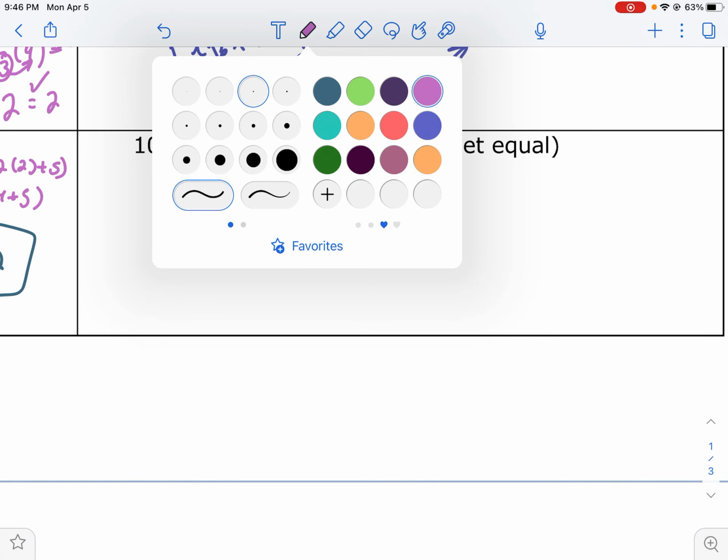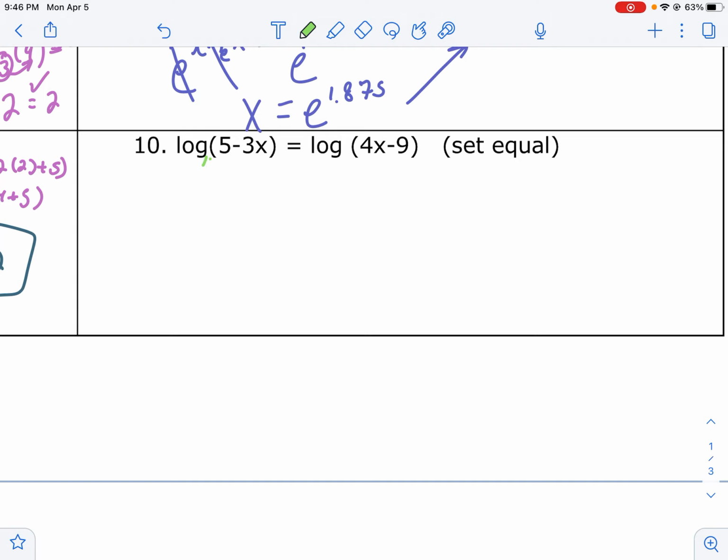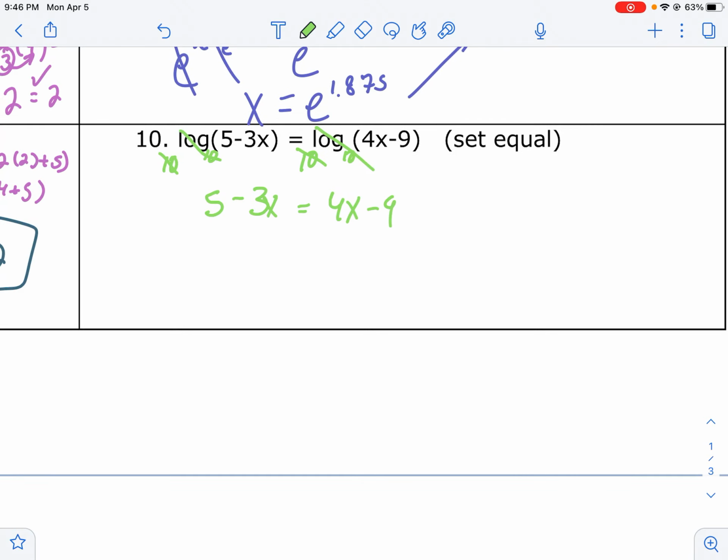Another one where we can set equal to each other, right? So this is log base 10, this is log base 10. So we can just get rid of the logs and say 5 minus 3x is equal to 4x minus 9. If that's confusing to you, the log is isolated, so exponentiate both sides with 10. What happens? 10 cancels with log, 10 cancels with log, and then you're just left with the equations.